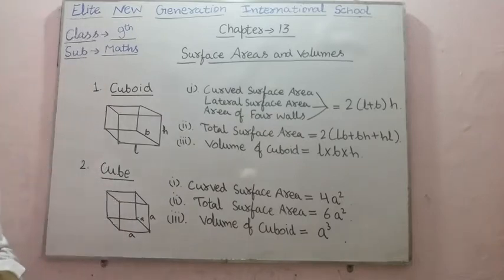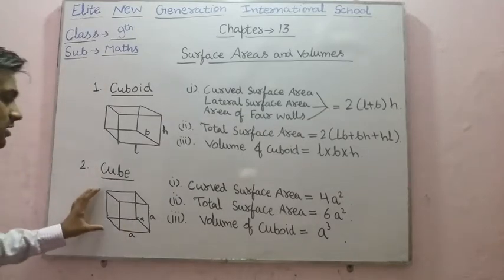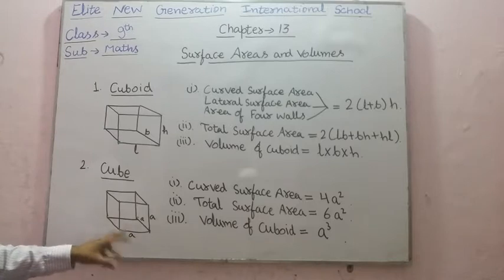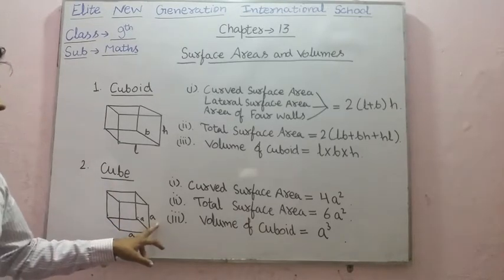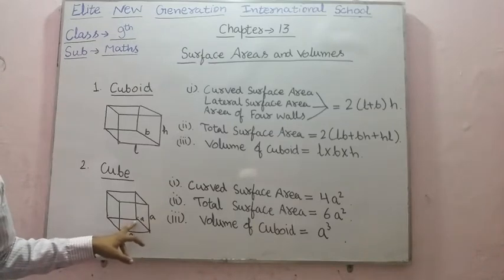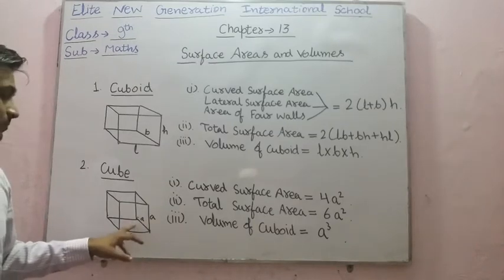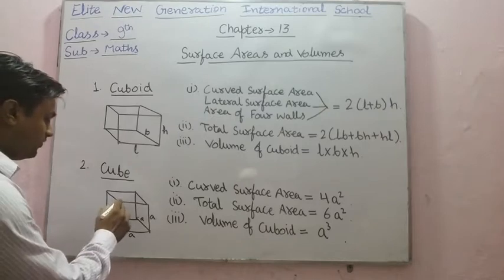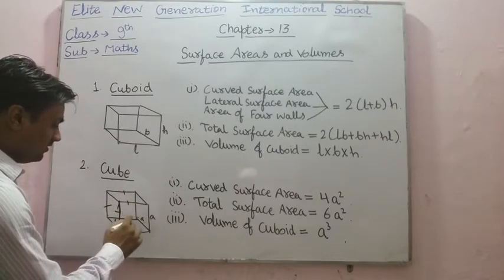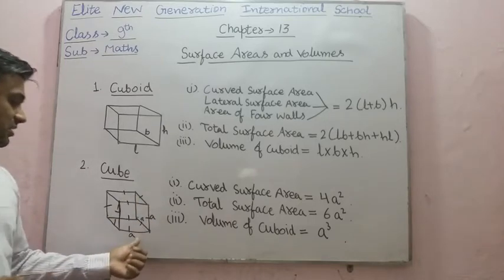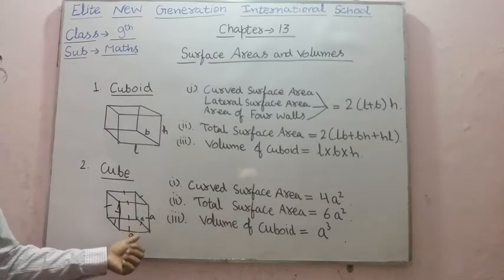Now after this, see the cube. What is a cube? A cube is a three-dimensional figure in which all the three edges are equal. So here we have three edges and all three will be equal. The total number of edges we can count: there are 12 edges, and all the edges are equal.